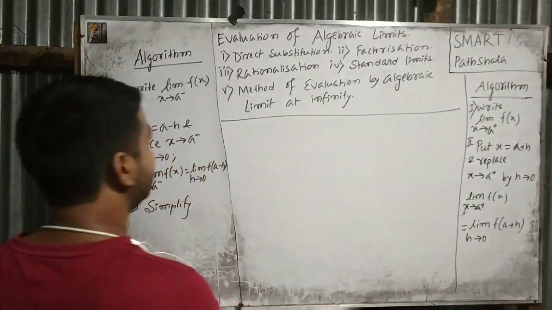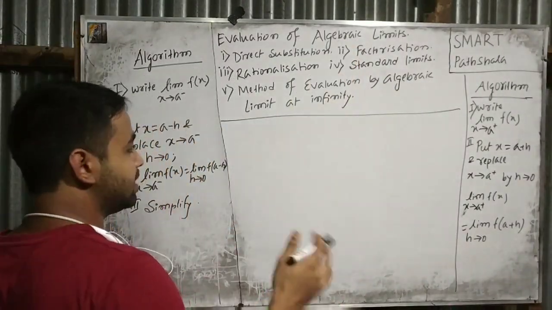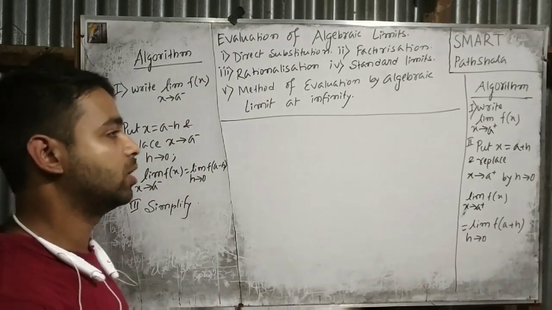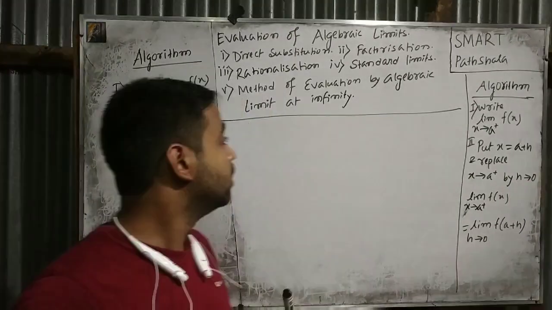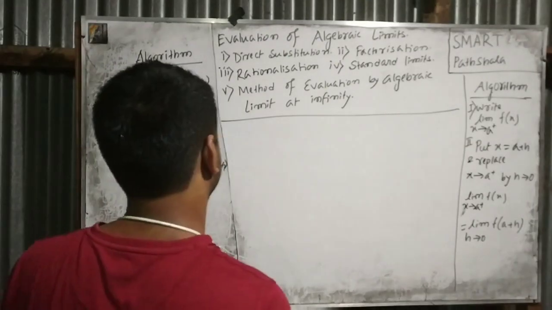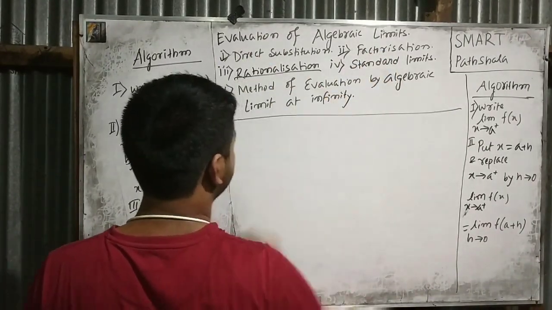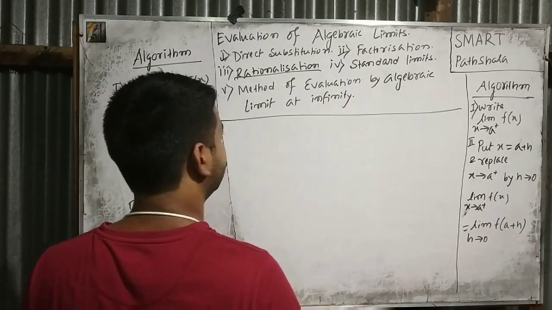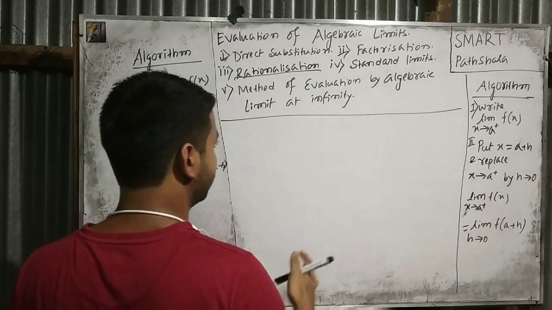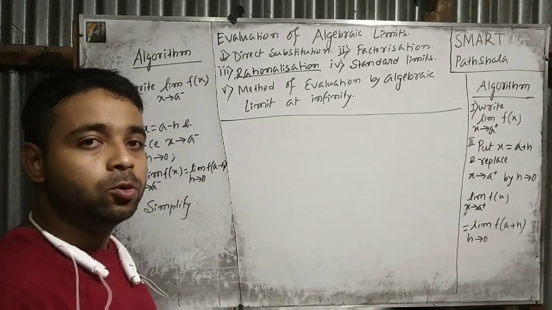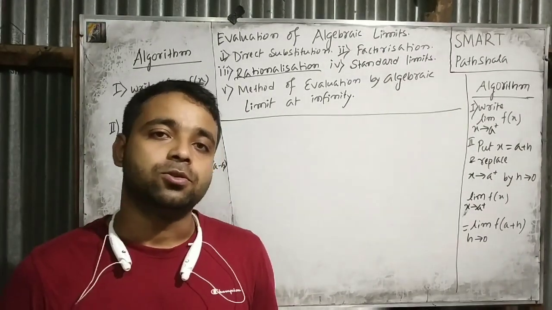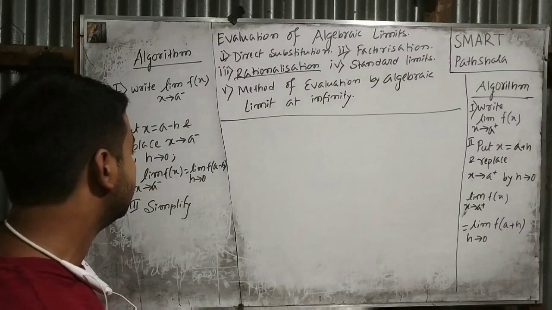Now, the evaluation of algebraic limits. There will be some algebraic functions like polynomial functions or other types of algebraic functions. Then we will use certain approaches. One is the direct substitution method. Another is the factorization method, including generalization, standard limits, and the method of evaluation of algebraic limits at infinity. Now, in this session, we will look at two examples to calculate limits.